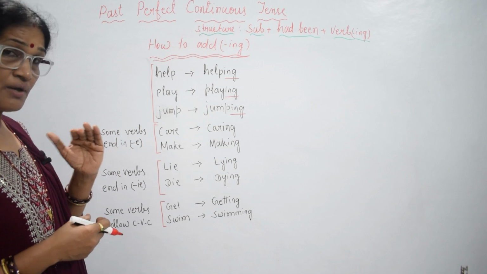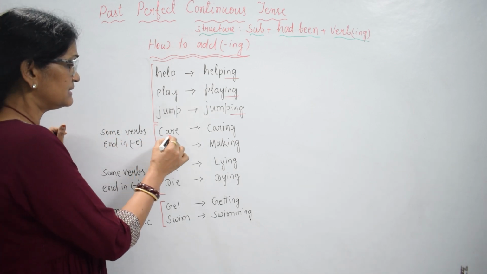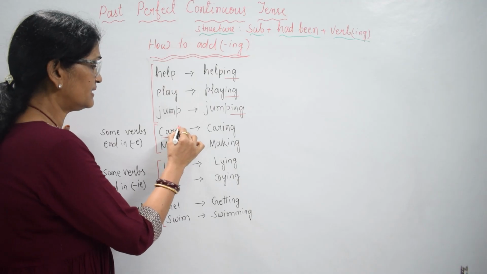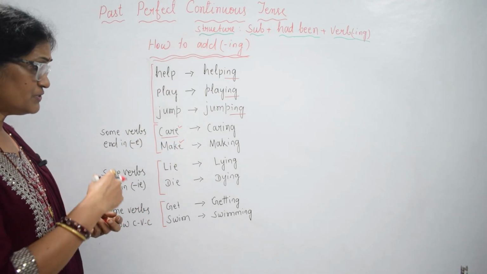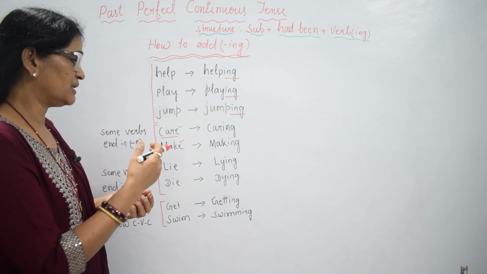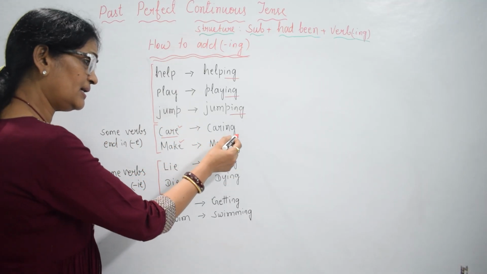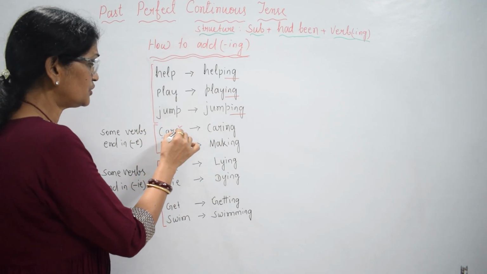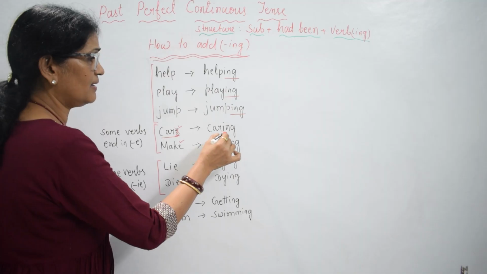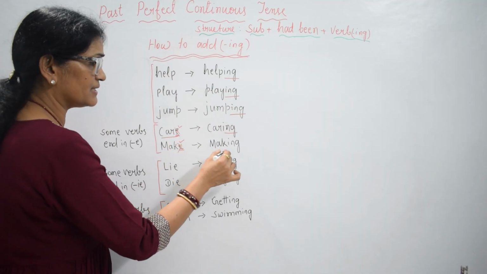Some verbs end in E. Okay? Care, last letter E. Make, last letter E. When you change the word into ing, we add ing removing the last E. Okay? That means you remove E, then add ing. Caring. Remove E, add ing.